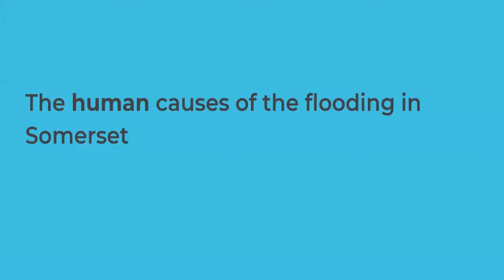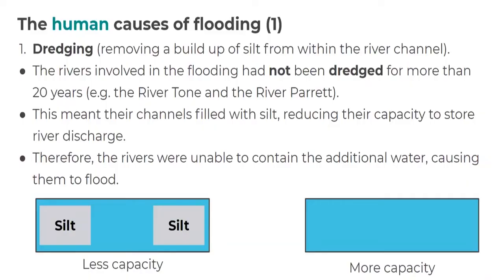So we will now consider the human causes of flooding in Somerset. While these causes are not linked directly to the extreme weather event, human activity did exacerbate the problems and did contribute towards the flooding. So there were 2 human causes of flooding in Somerset. The first human cause was linked to dredging.